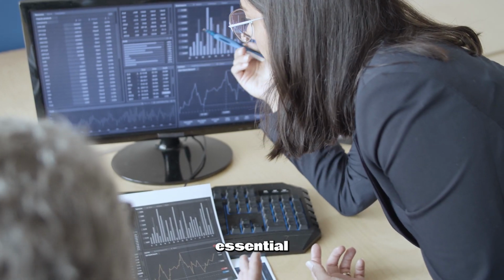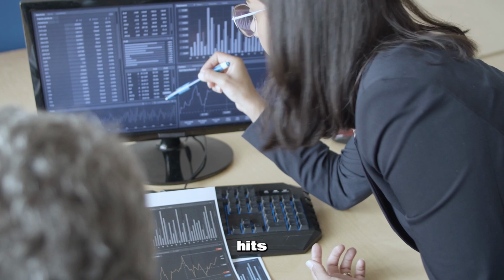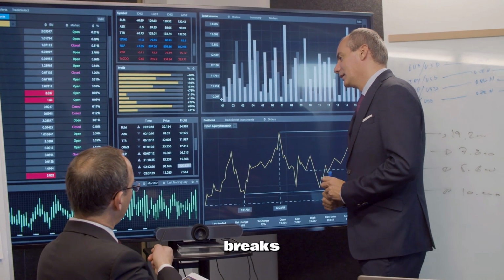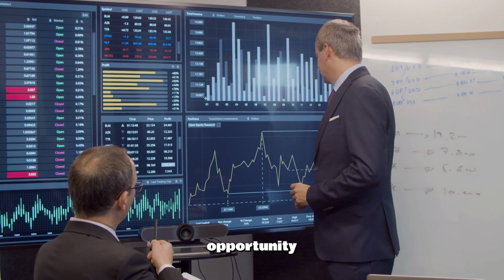Spotting these levels is essential. When a stock hits support, it might be a good time to buy. When it hits resistance, you might want to sell or wait for a breakout. If the price breaks through either level, it signals a potential shift in momentum, giving you the opportunity to jump in early.